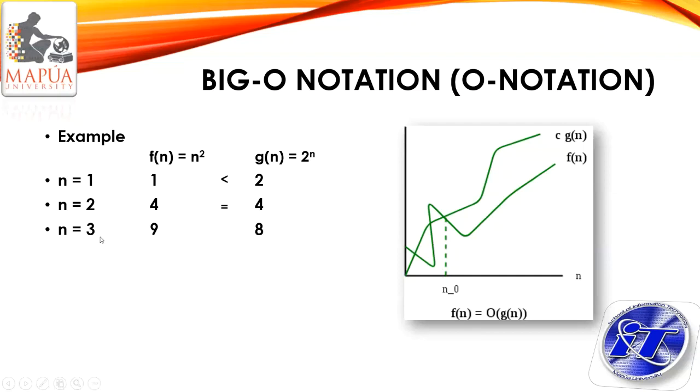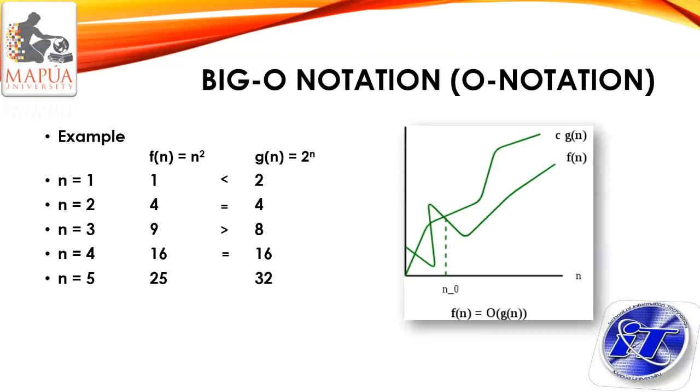So n is equal to 3. N squared is 9, and 2 raised to n is 8. So based on this transition, n squared is bigger compared to 2 raised to n. Therefore, n equal to 2 is not your n0. Again, n0 is the minimum or start value wherein g at n will become bigger compared with the function f at n. Then for n equal to 4, now they are equal. So let's check again for the next value.